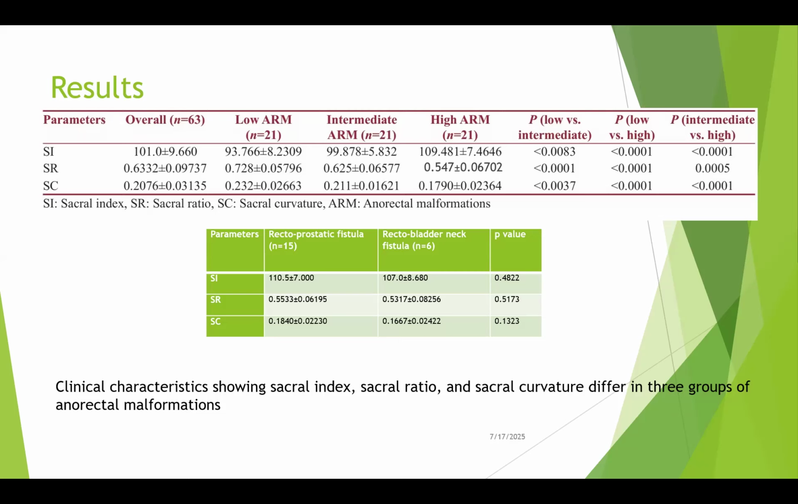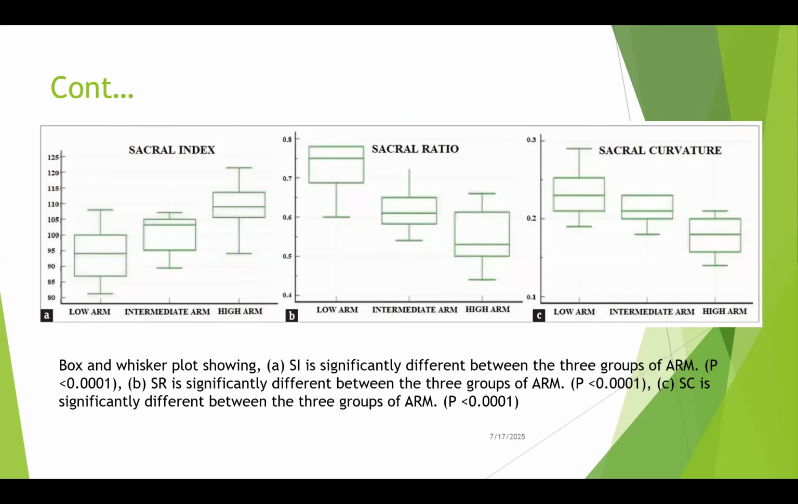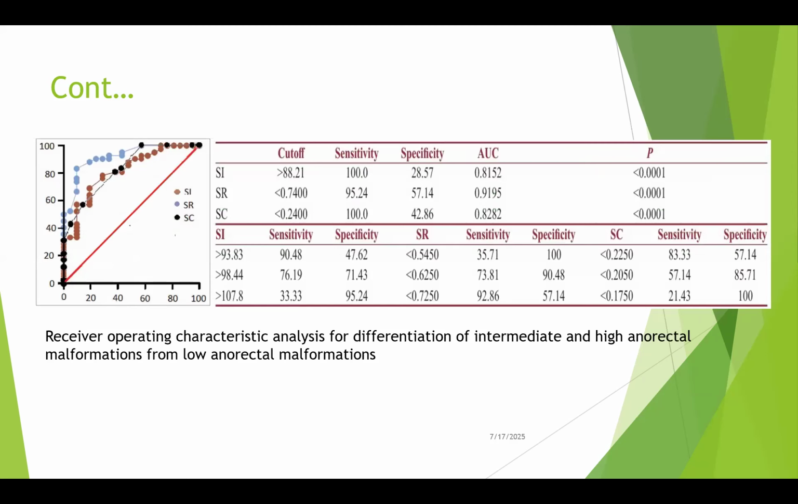Below is the table for the difference in levels of sacral index, ratio, and curvature for rectoprostatic fistula and rectobladder neck fistula, with a non-significant p-value. This is the box and whisker plot showing a significant p-value for sacral index, ratio, and curvature for the different types of ARM patients.